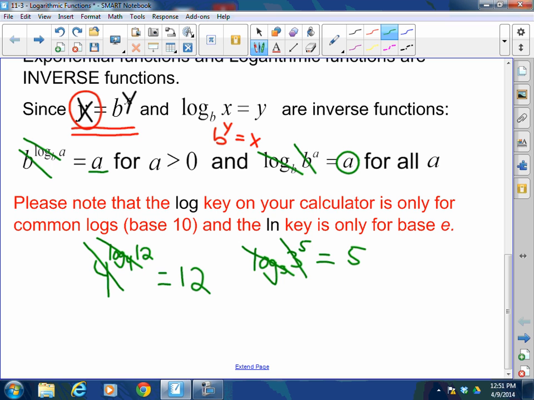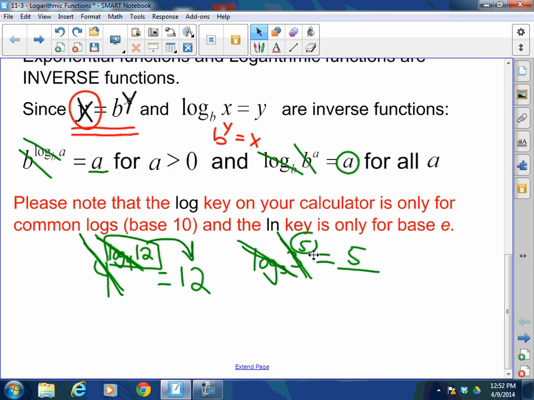Yes, sir. Yeah, this is raised to the power of 5. This 3 and that 3 cancel, the 5 drops down. In this case, log base 4 of 4 to the 12th power, 12 is the exponent. This base cancels out with the log base 4, the exponent drops down. Thank you.